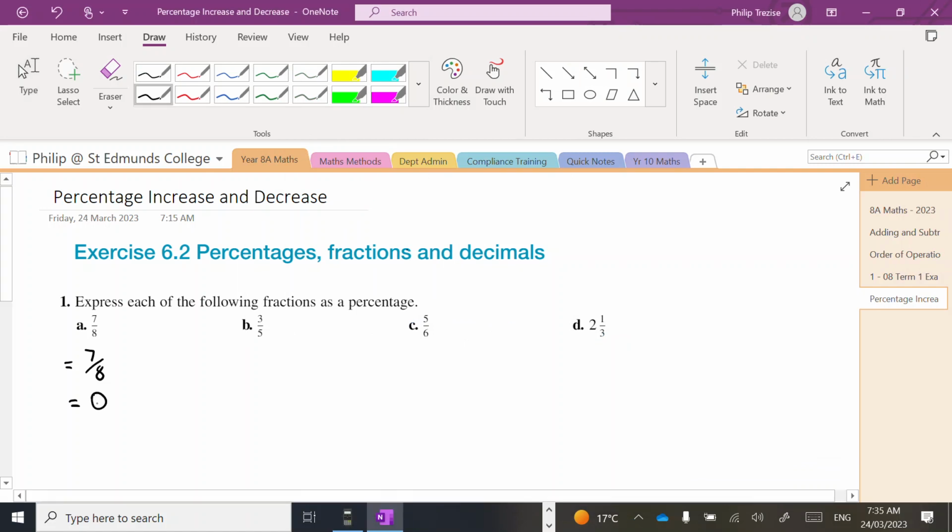So as a decimal, 0.875, and then multiply by 100 and put a percent sign, and effectively move the decimal 2 places.